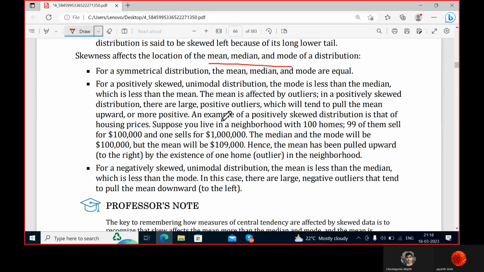So there's an example here of a positively skewed distribution, that of housing prices. Suppose you live in a neighborhood with 100 homes.